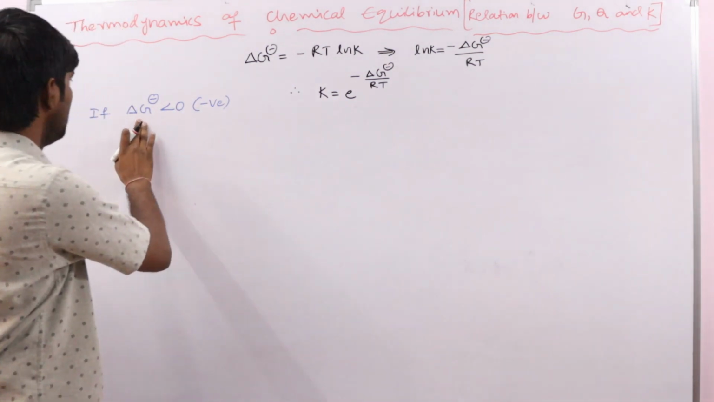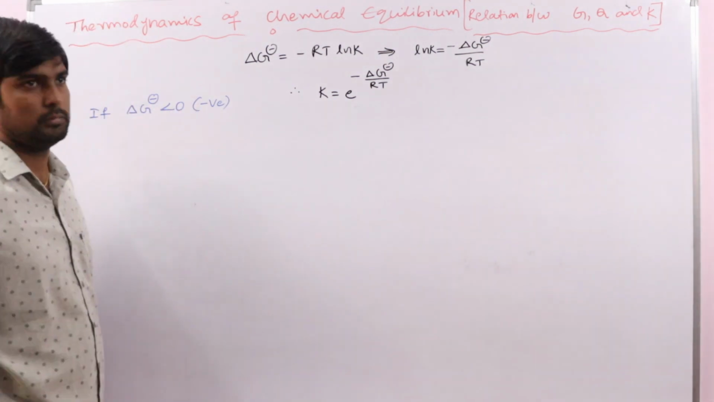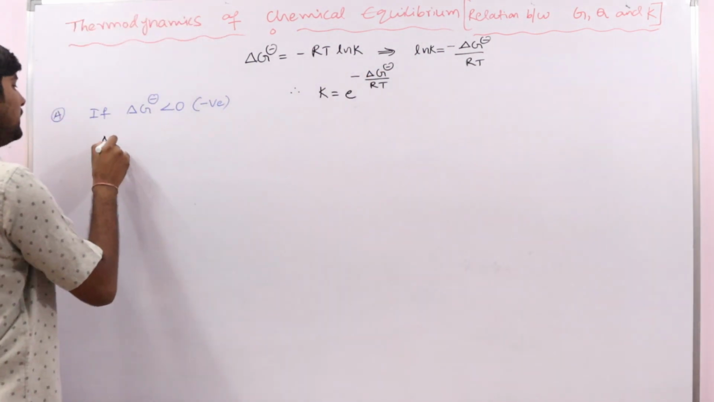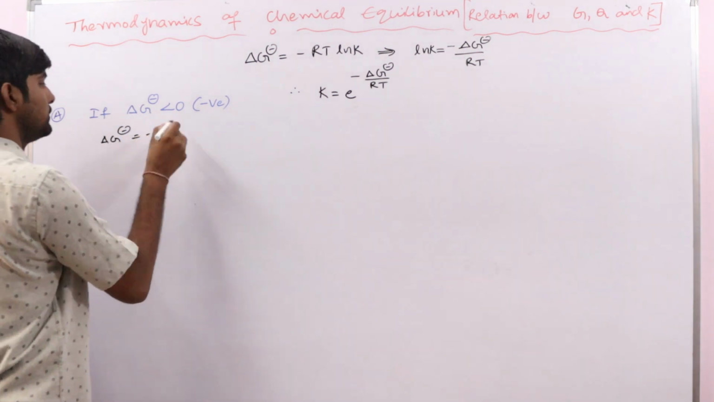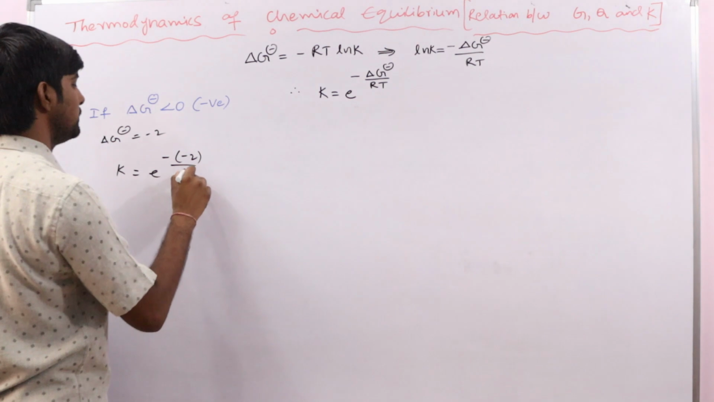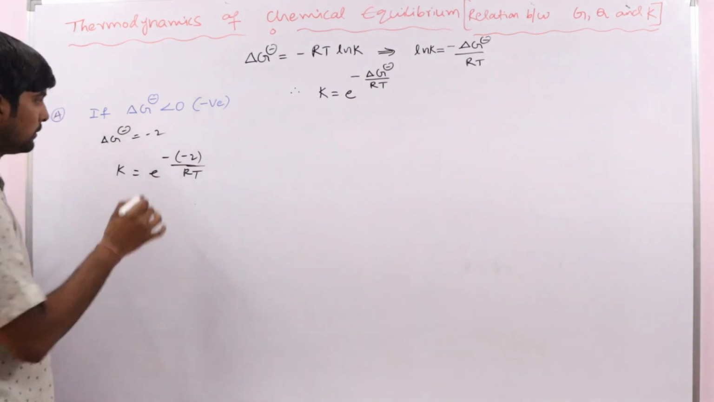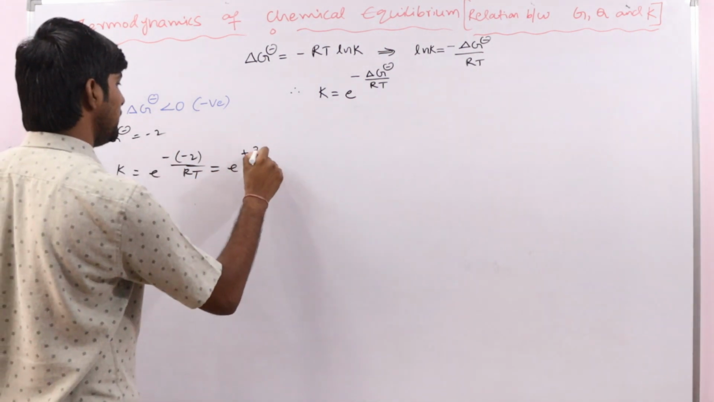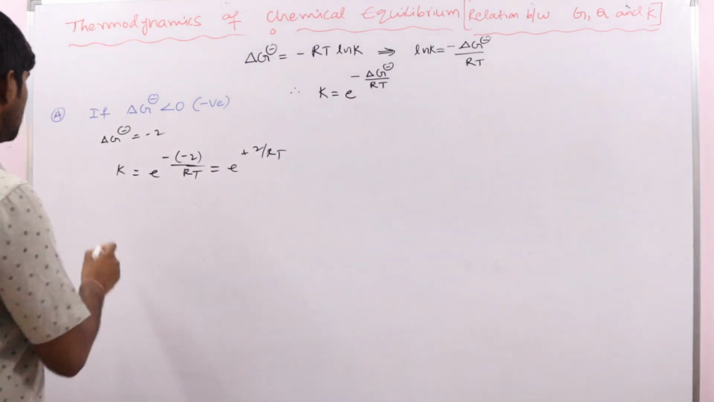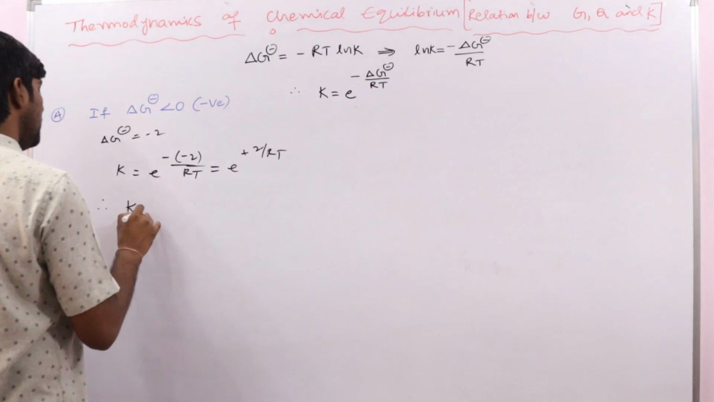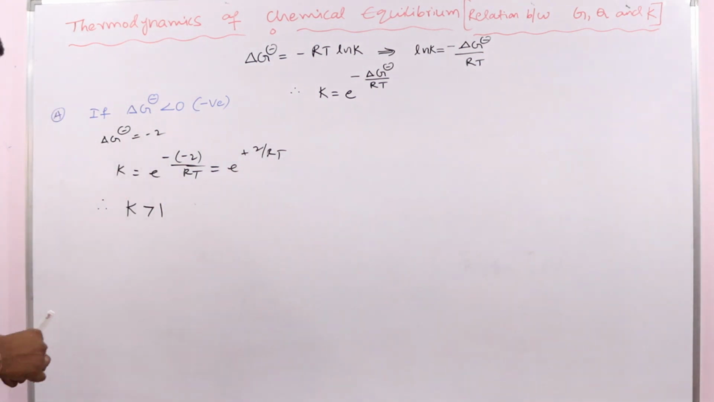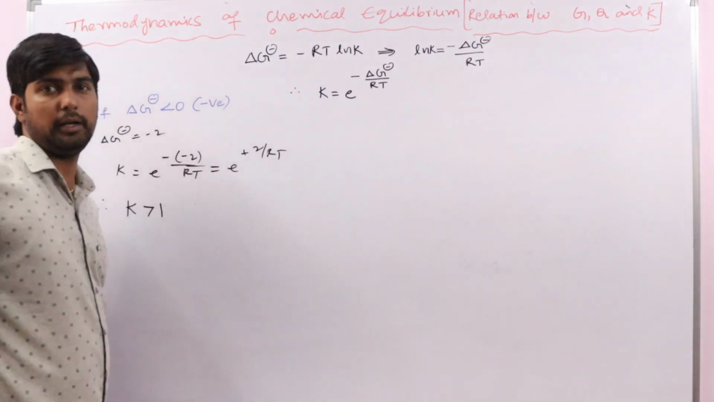See here, delta G naught is negative. Already here we have minus. For example, let us take delta G naught equal to minus 2. K is equal to exponential of minus (minus 2) by RT. So minus into minus is equal to plus 2 by RT. So the total value is positive, therefore K is greater than 1. Okay, so K is greater than 1.